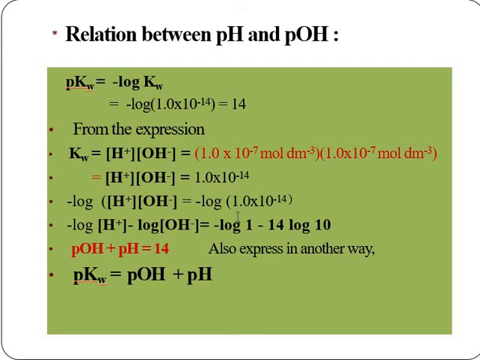So this minus minus will become plus, meaning the minus sign is converted into a plus sign, and we know the value of log 1 is always 0. So you will directly get pH plus pOH is equal to 14, because pH means minus log of the concentration of H plus ions and pOH is equal to minus log of the concentration of OH minus ions. In this way, you can prove the relation between pH and pOH is equal to 14.